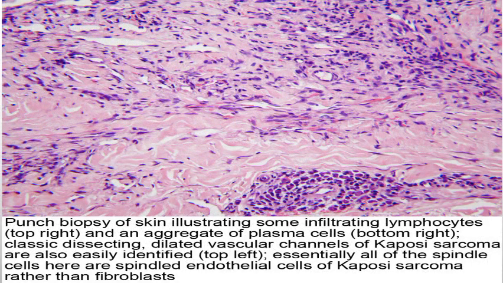In this slide, we can see some lymphocytes at the top right, an aggregate of plasma cells in the bottom right, and dilated vascular channels of Kaposi sarcoma are also easily identified on the top left.